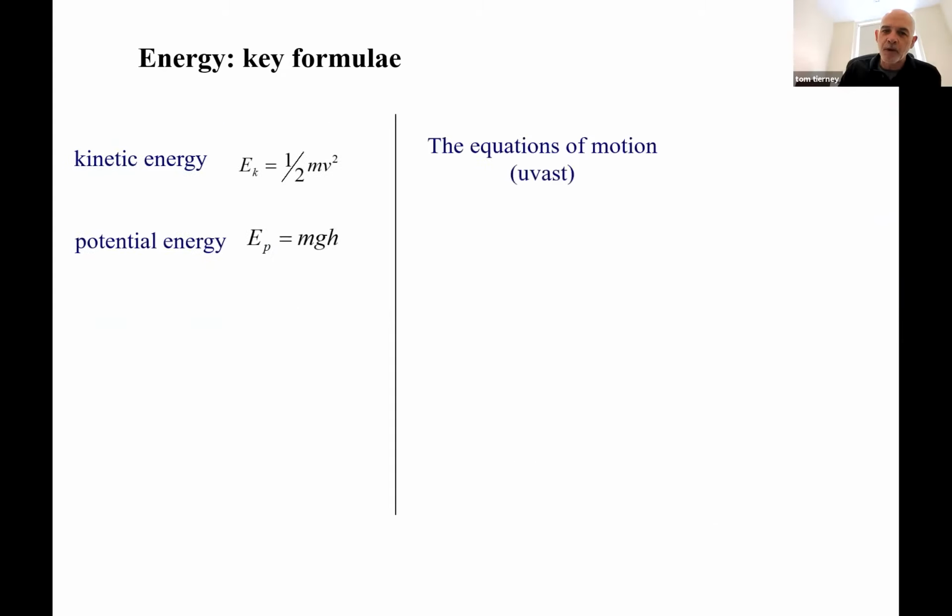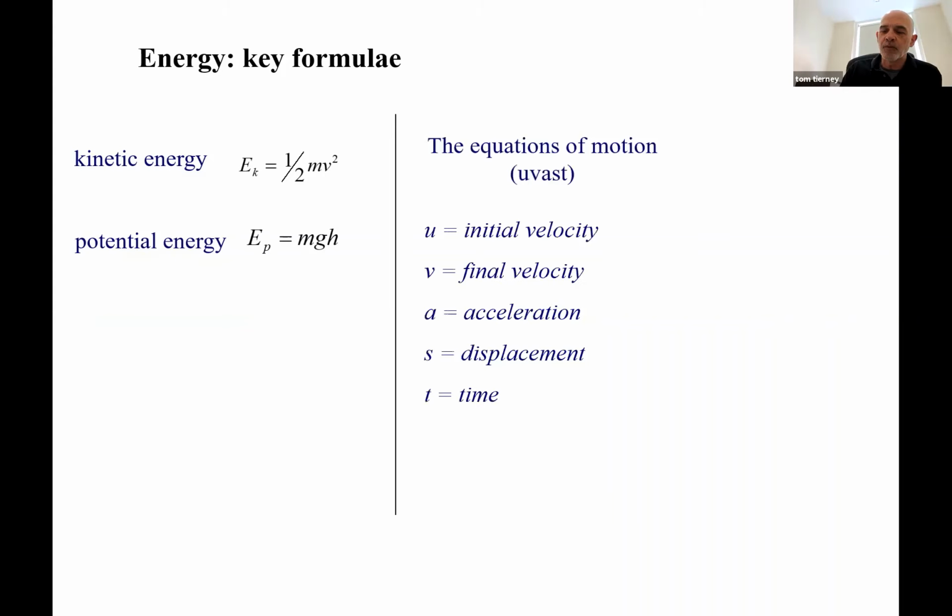Now, they're likely to come up linked in with the equations of motion, often called the U-V-A-S-T equations, where U always stands for initial velocity, V for final velocity. That's for an object that's accelerating. A is the acceleration, S is displacement or distance traveled, and T is the time over which it has traveled.